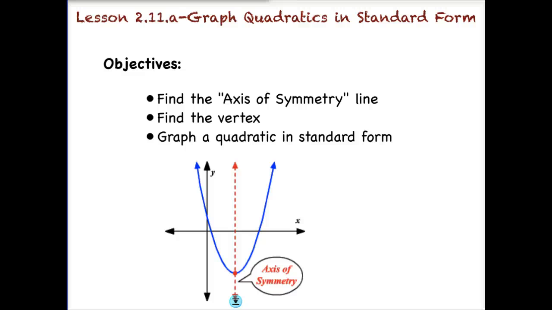In our lesson 2.11.a today, we will be graphing quadratics in standard form. Our objectives are to find the axis of symmetry line, find the vertex, and then graph a quadratic in standard form. So if you can remember, the axis of symmetry is that imaginary line that passes right through the vertex and splits the parabola into two symmetric halves.